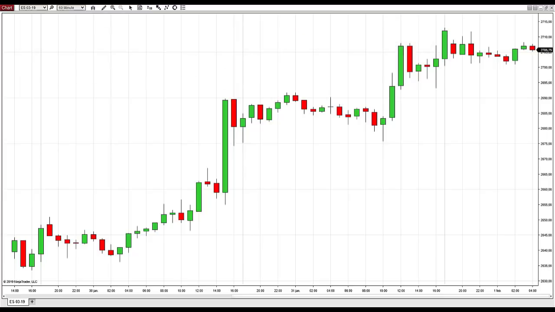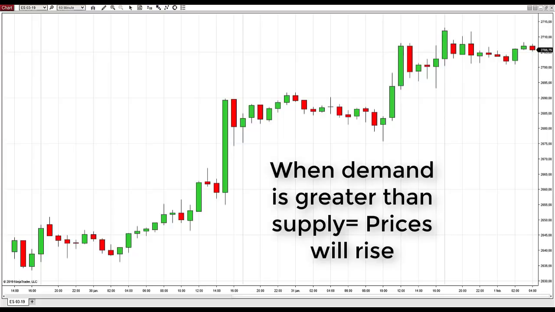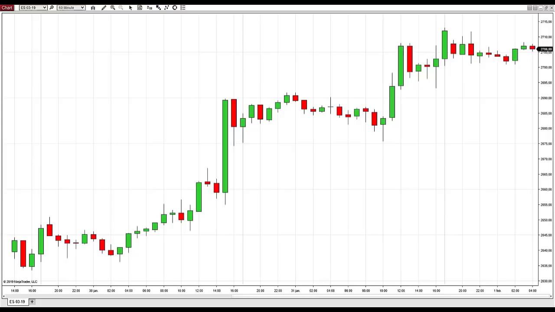Same thing at support. There will of course be selling at support as well, but the buying, the demand will be much larger. The buyers will be stronger. The buyers will be in control. And when demand overcomes supply, prices will rise.